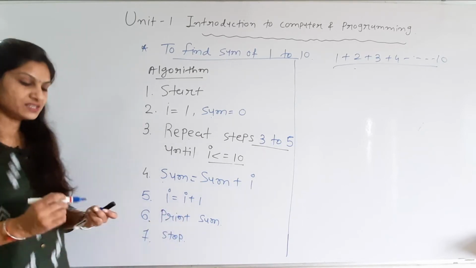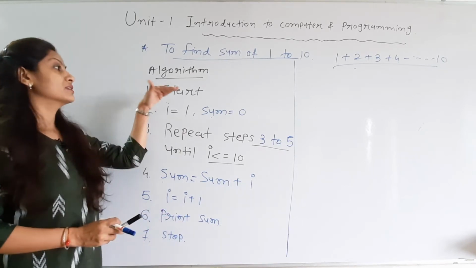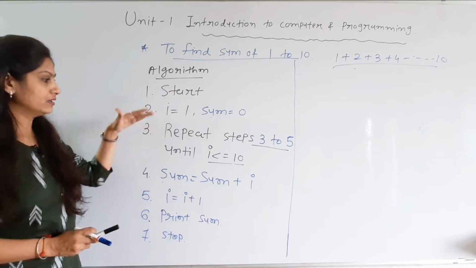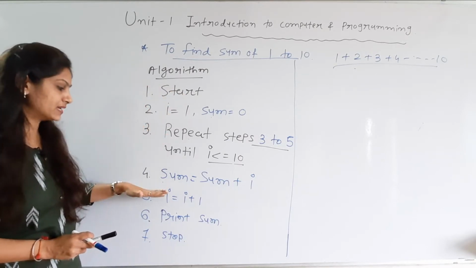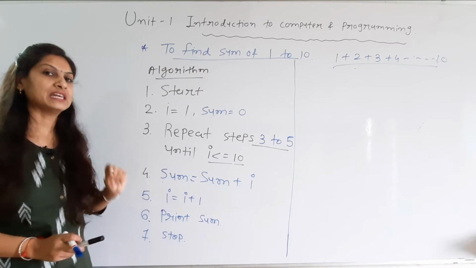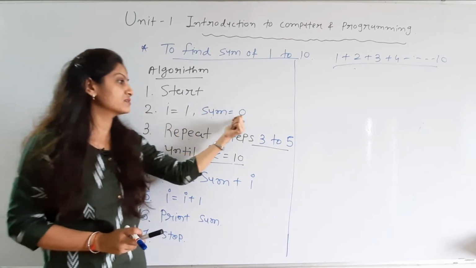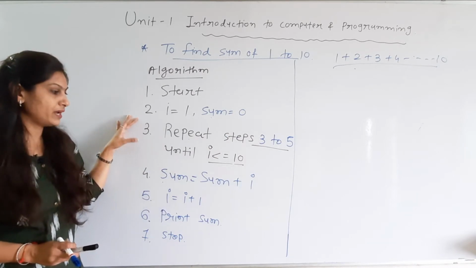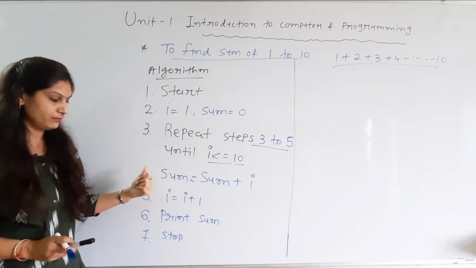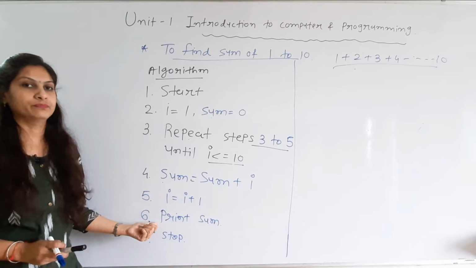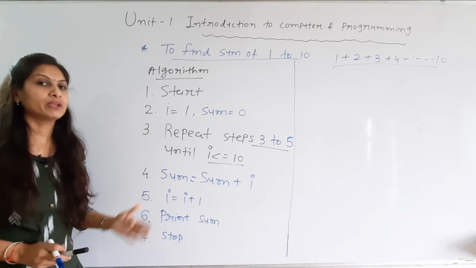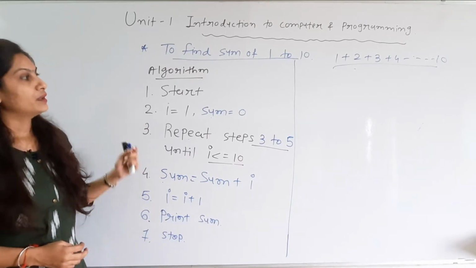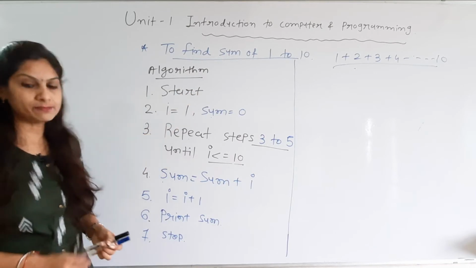So here the change is what? Start, then I equals 1, then repeat, and I plus 1. These are all the same. Only we have to change the variable first, declare sum equals 0. Then the same steps we have to repeat, but add the formula for the sum, and then print the sum. This is the change from the previous problem. Now move to the flowchart part.